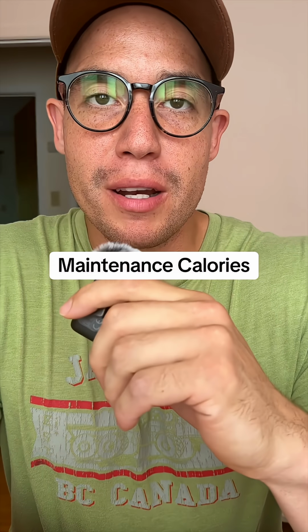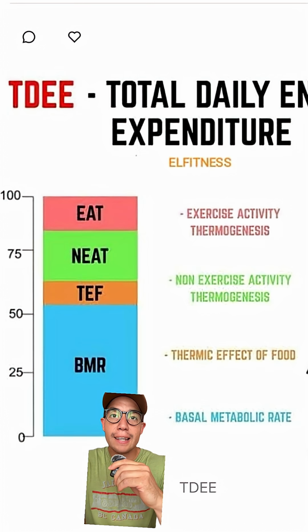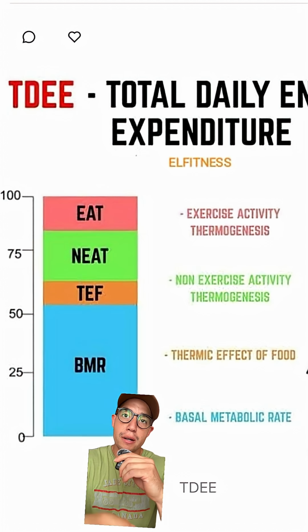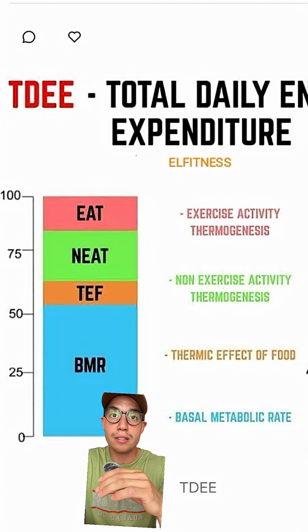I'm going to help determine your maintenance calories to help forward you on your fitness journey. So if we look at this chart here, this is our TDEE, our total daily energy expenditure. At the top, we have our EAT, our exercise activity thermogenesis. These are the calories you burn during structured physical activity. As you can see, it only makes up 5 to maybe 15% of your total daily calories. That's not a lot, and that's why you'll never outwork a bad diet.